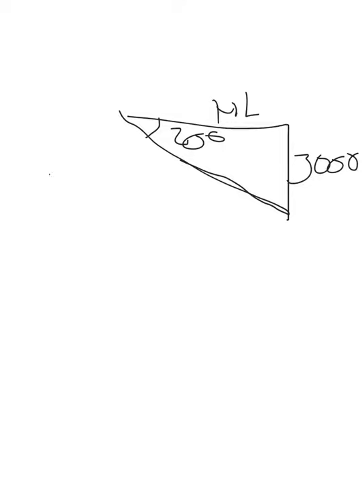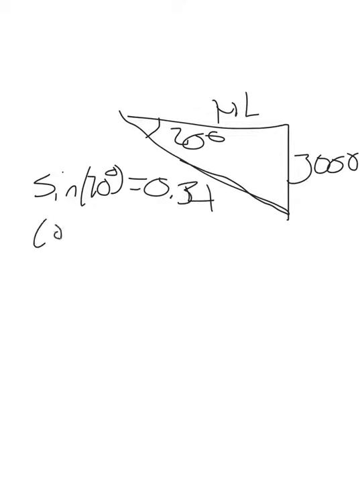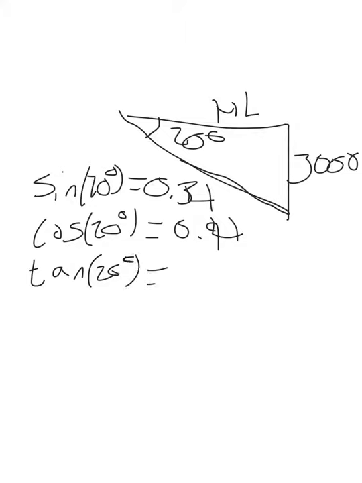Given that the sine of 20 degrees equals 34 hundredths, the cosine of 20 equals 94 hundredths, and tangent of 20 equals about 36 hundredths. Okay, so this is all I've given you, and it says find each distance to the nearest foot. So first we're going to find the horizontal distance, which would be right up here.